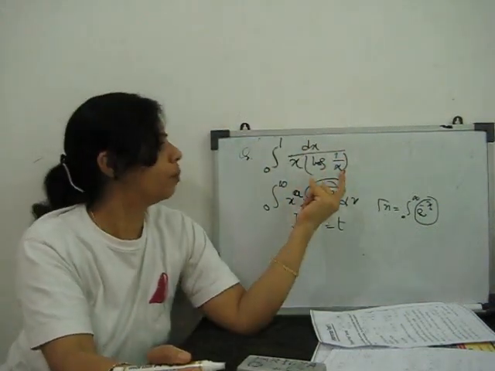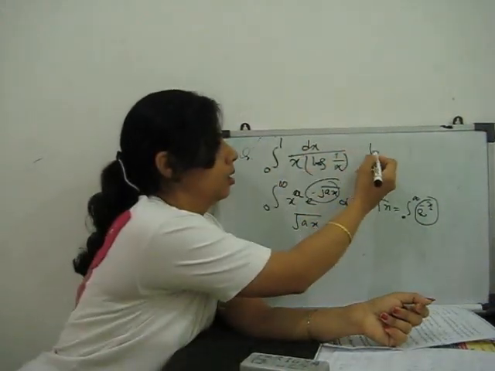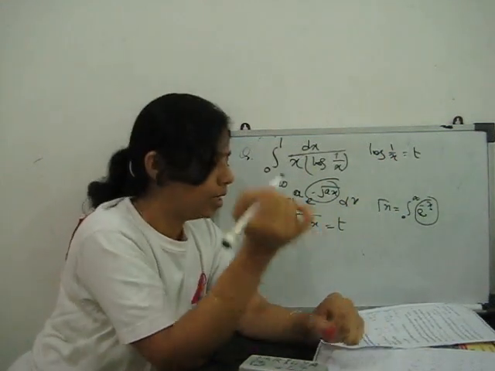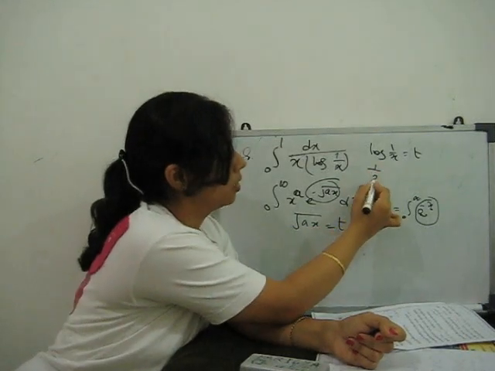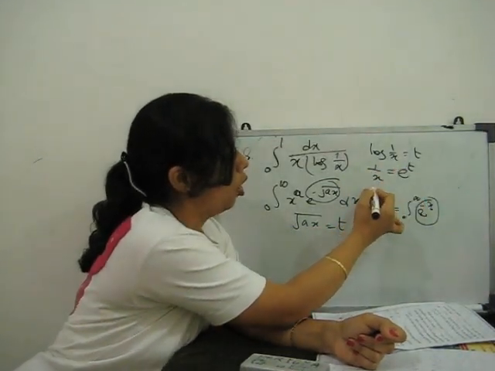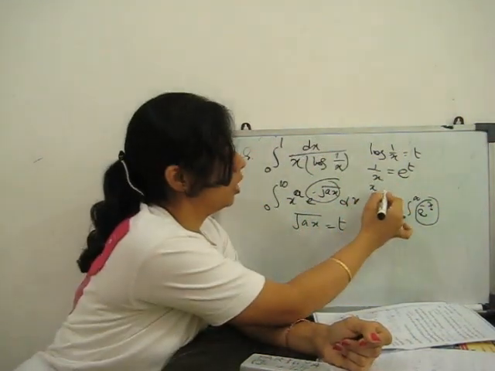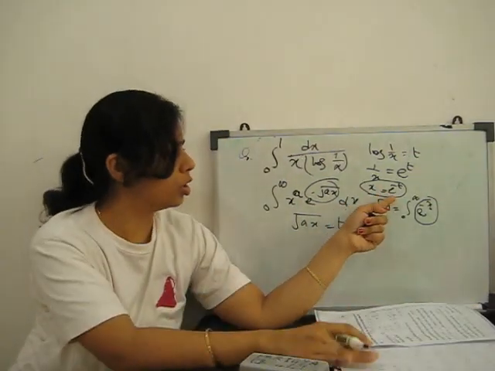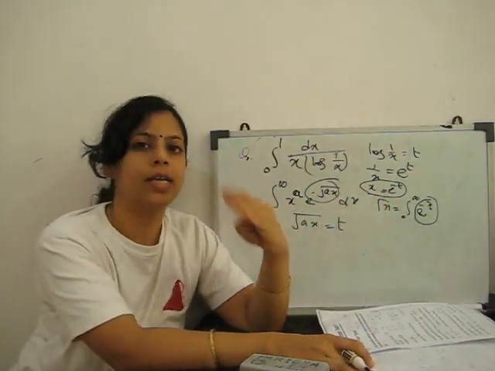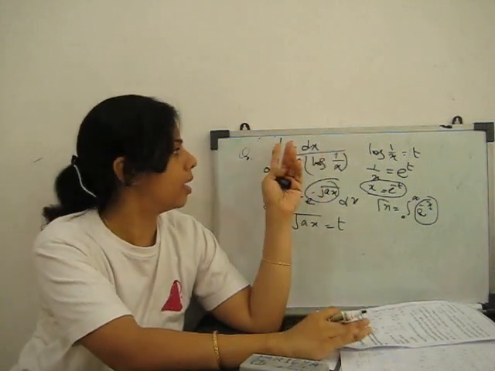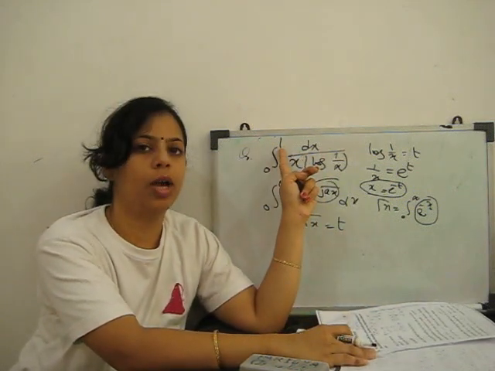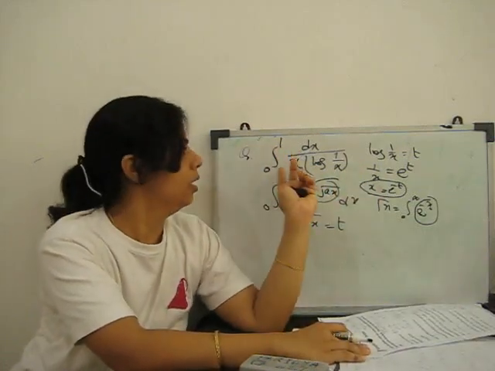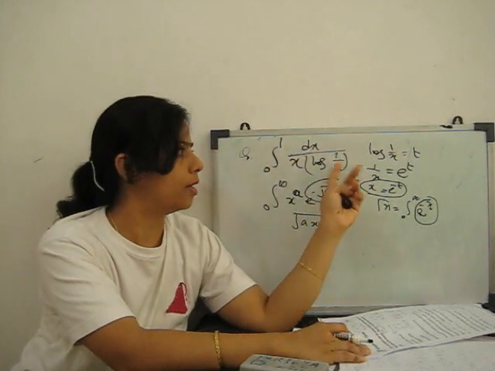So here you put log 1 by x equal to t. If log 1 by x equals t, it means 1 by x is equal to e to the power t, or x is equal to e to the power minus t. When you substitute x equal to e to the power minus t here, your integral is converted into a gamma integral. When you find the values for 0 and 1, the limits also go to 0 to infinity. Definitely, don't forget to find the limits when you substitute.